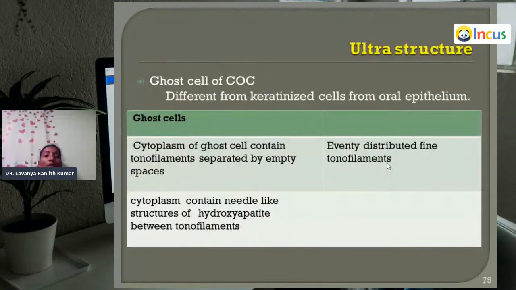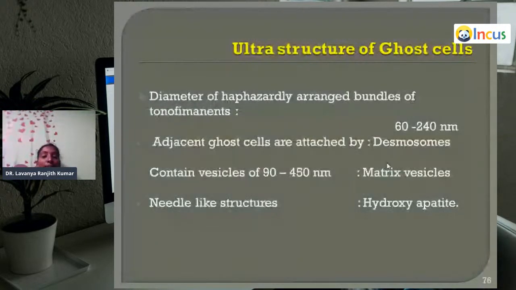Ultrastructurally, the ghost cells of calcifying odontogenic cyst will show keratinized cells from the oral epithelium. The ghost cells contain tonofilaments separated by empty spaces, and the cytoplasm contains needle-like structures of hydroxyapatite between the tonofilaments. Evenly distributed fine tonofilaments will be found. The haphazardly arranged tubules of tonofilament have a diameter of 60 to 20 nanometers, and adjacent ghost cells are attached by desmosomes and contain vesicles of 90 to 450 nanometers, which are matrix vesicles. The needle-like structures will be hydroxyapatite.